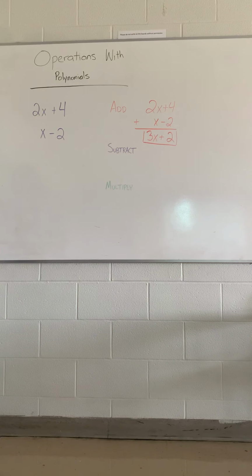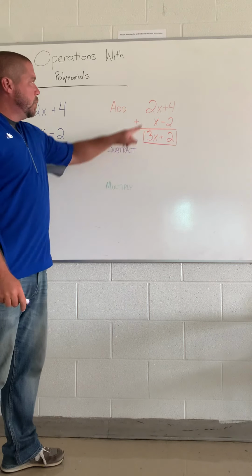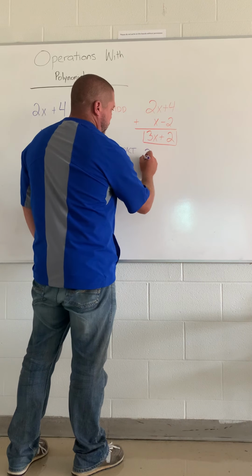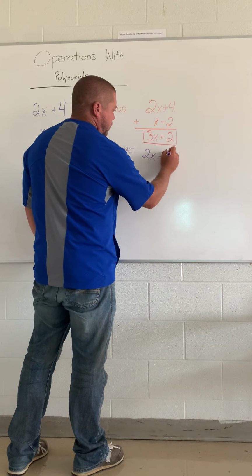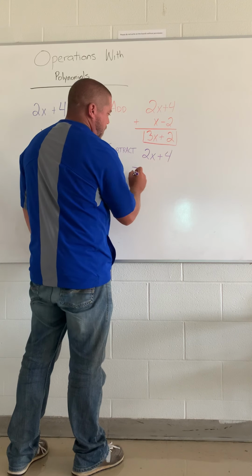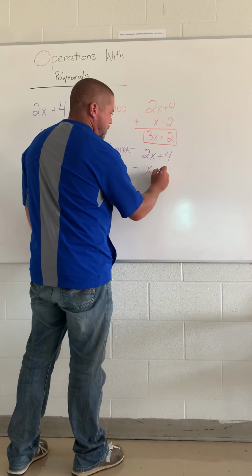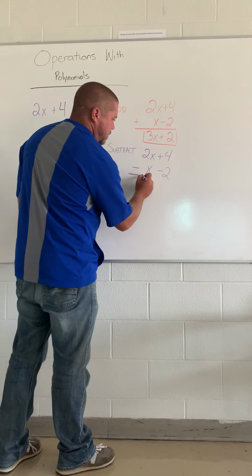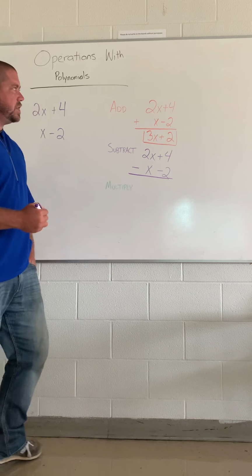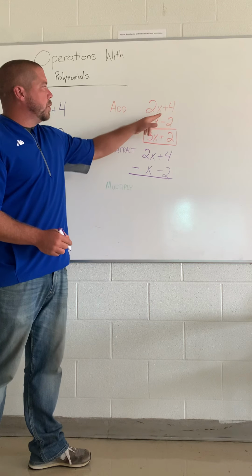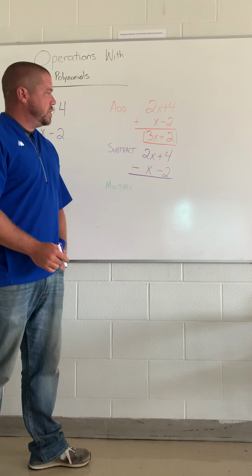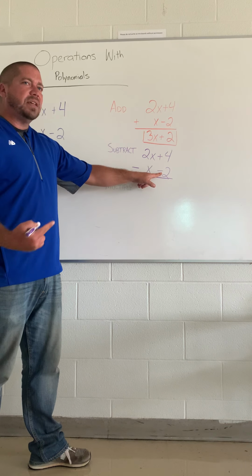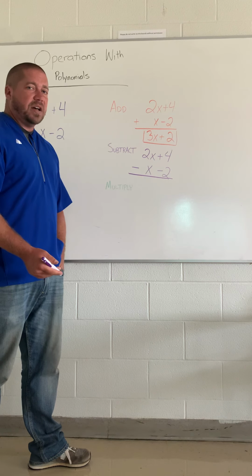When we subtract, we're going to do the same thing. We're going to write our first one, and if we're subtracting our second, we're going to put it underneath. 2x plus 4. And this time we're going to take away x minus 2. Okay? Now the thing with the subtraction, we've got to think about this a little differently. Because in the addition we had 4 plus a negative 2, which is the same as 4 minus 2. This time we've got 4 minus a negative. If you remember, when we do minus a negative, that is the same thing as adding a positive.